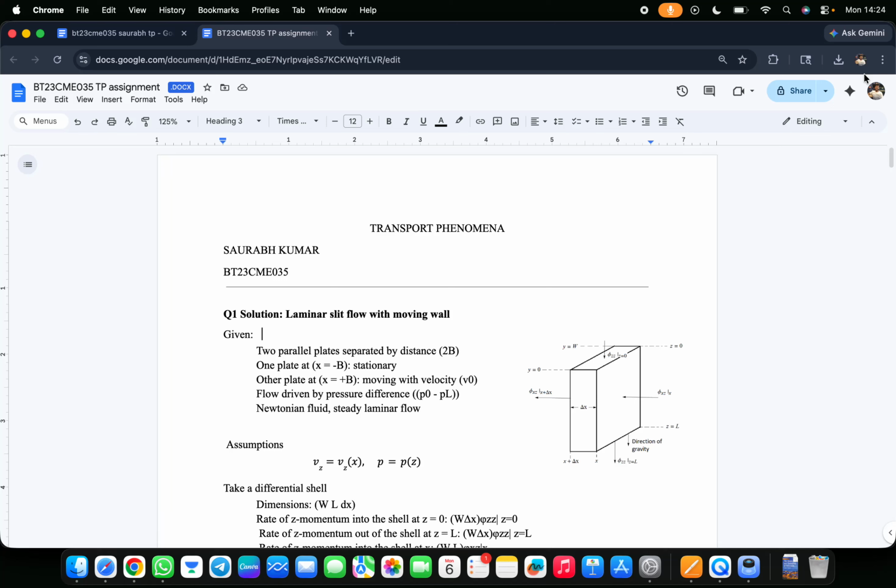Now I am going to explain the question that I have taken in transport phenomena assignment. So we will see the first question.